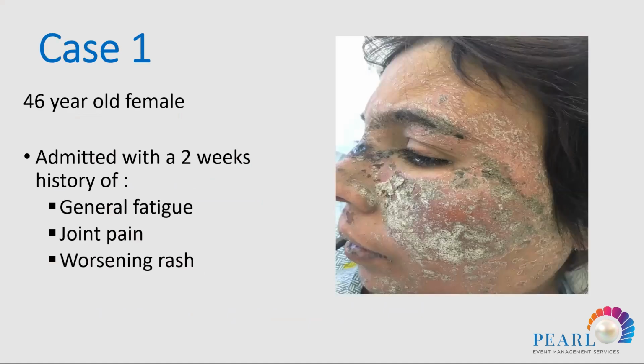I'm going to be starting with a few cases, and accordingly, we're going to discuss a few highlighted disorders. So I'll start with a case that I've seen in the ER as a resident. Imagine going to the ER and seeing such a patient. This is a 46-year-old female admitted with a 2 weeks history of general fatigue, joint pain, and worsening rash. What's the first thing that should come to your mind when you see such a rash?